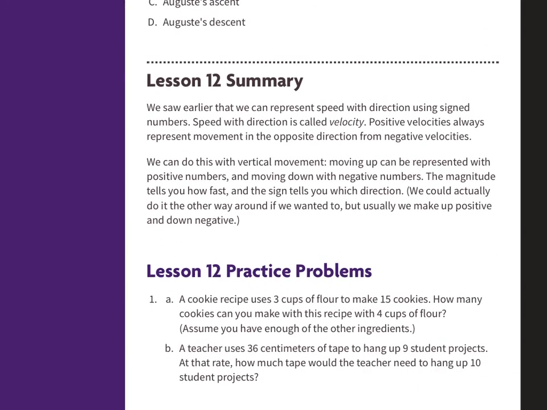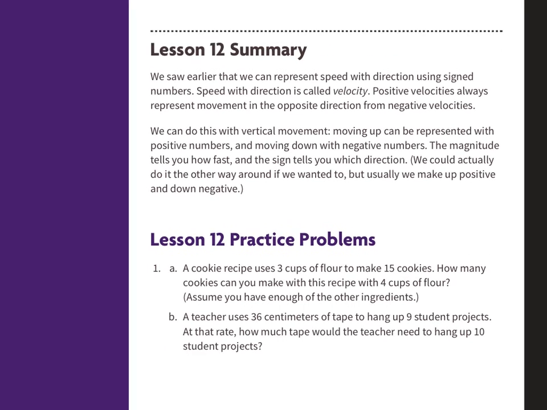So, lesson 12 summary. We saw earlier that we can represent speed with direction using signed numbers. Speed with direction is called velocity. Positive velocities are always represented as movement in the opposite direction from negative velocities. We can do this with vertical movement. Moving up can be positive, moving down can be negative. The magnitude, or the number, tells us how fast we're moving. Okay, we could do it the other way around if we wanted to, but we usually make up positive and down negative. Okay?